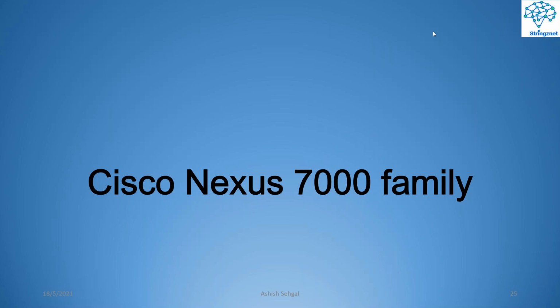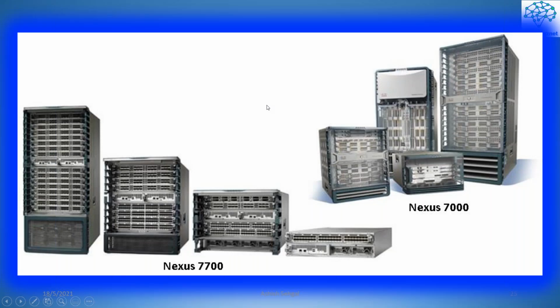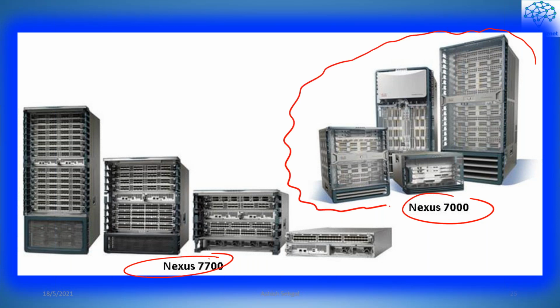Cisco Nexus 7000 family. In Cisco Nexus 7000 family, we have got two types of family members. One, which are older members called Nexus 7000, and other ones are Nexus 7700. Dear friends, let me tell you, Cisco is never going to accept the architectural mistakes which Cisco did when Cisco introduced Nexus 7000.